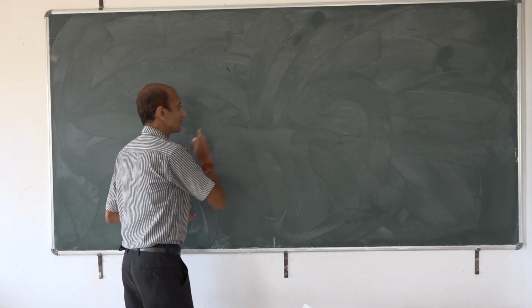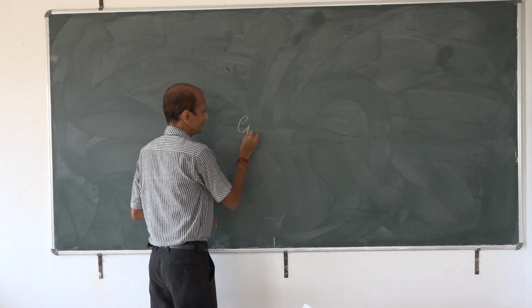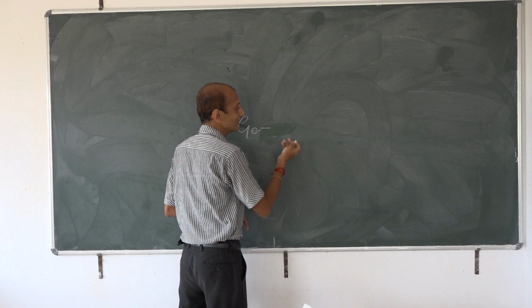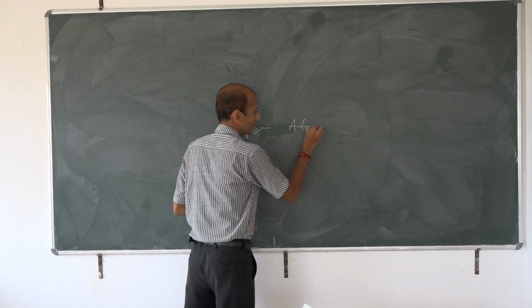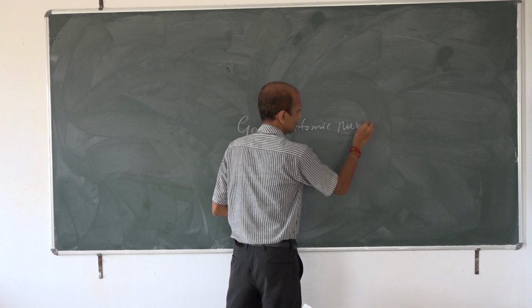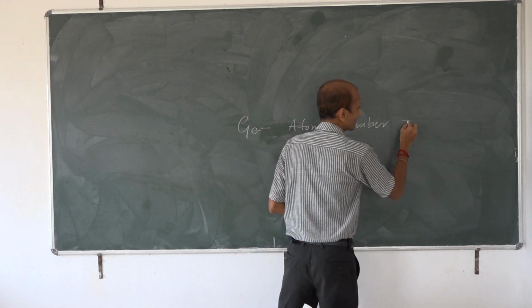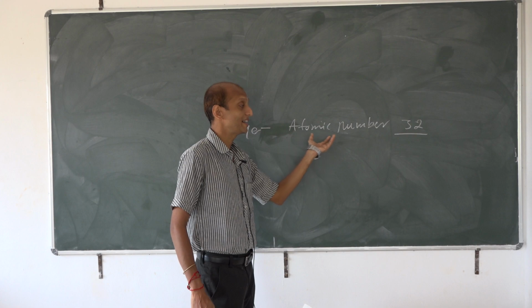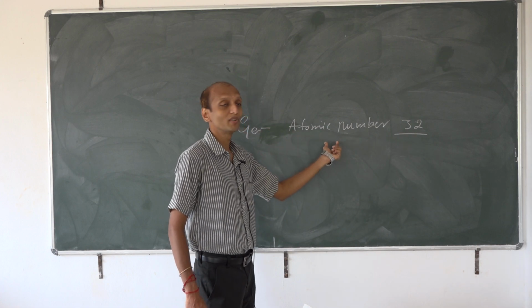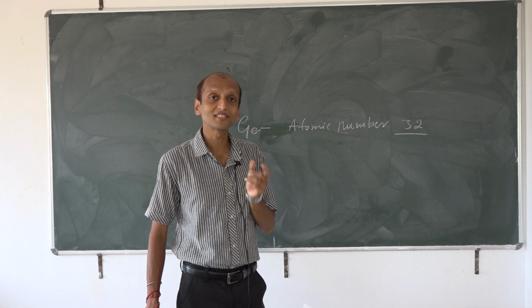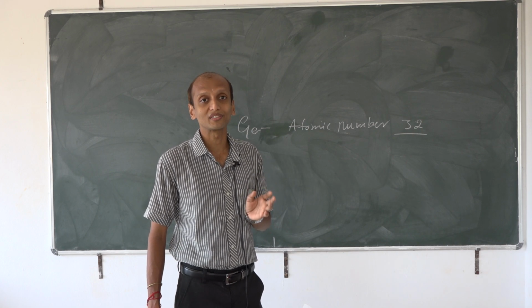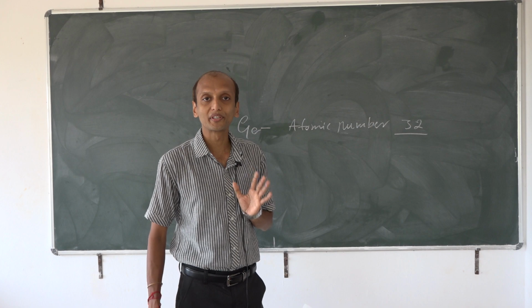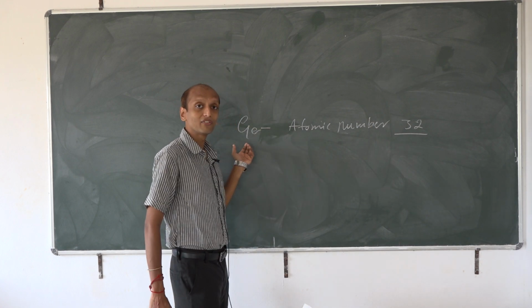So today we will see for germanium too, or Ge. What is its atomic number? It is 32. What idea does the atomic number give us? It gives us the number of protons, and the number of electrons and protons are equal to make an atom electrically neutral. Okay, yes. So now we'll see for germanium.